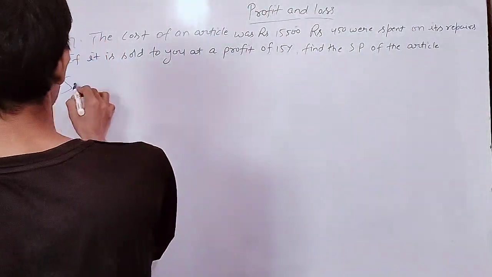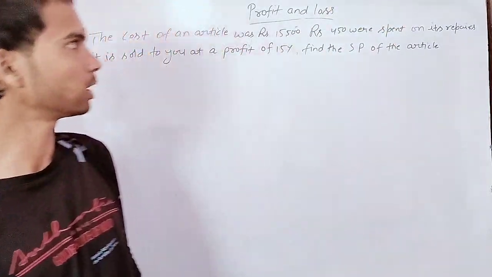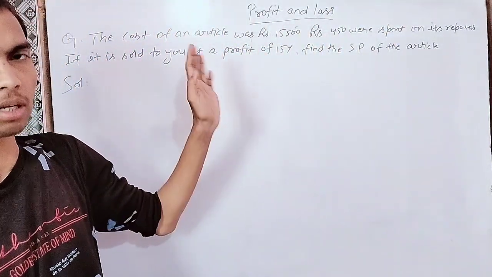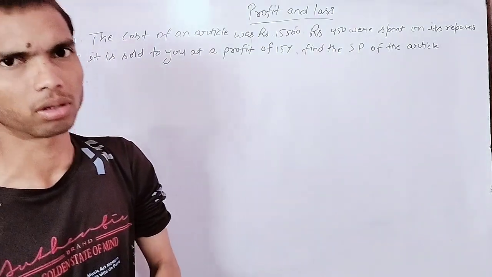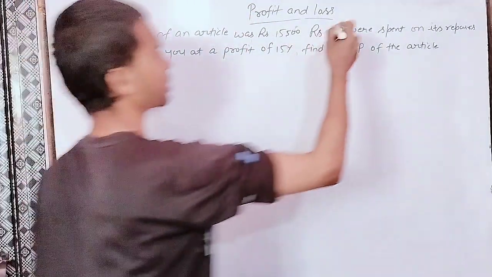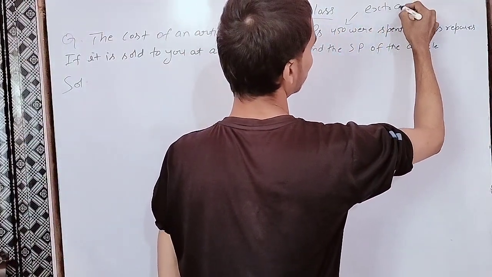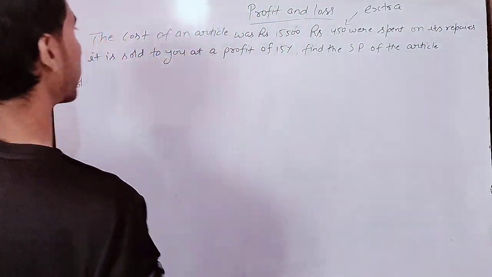This is saying that the cost of an article was 50,500. So 450 more were spent on its repair. Whatever was required to repair the article was spent. How much money? More 450. This is extra, which was spent on repair of the article.